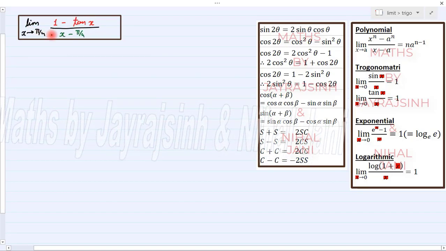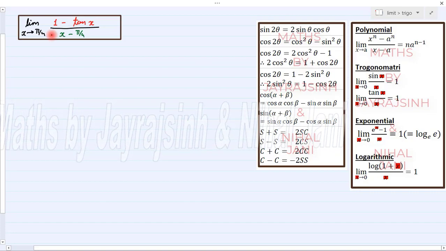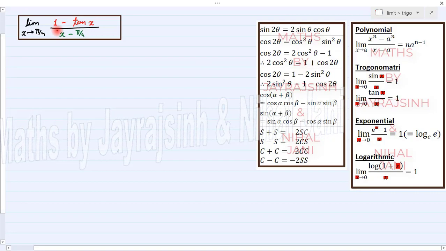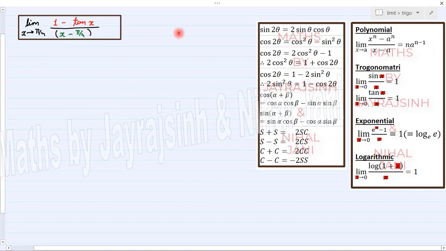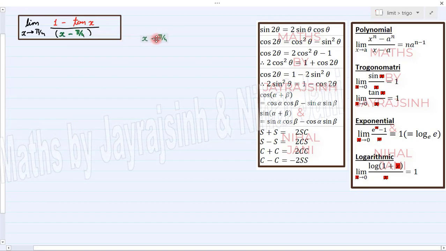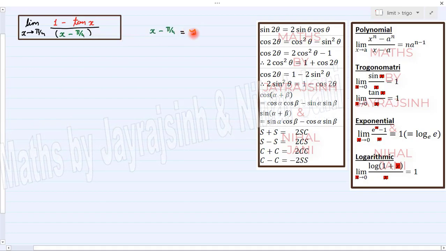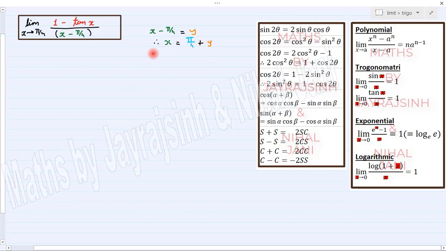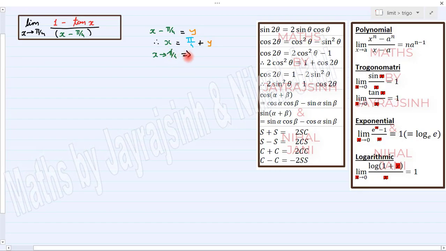In this question, we have the limit x tends to pi by 4 of (1 minus tan x) upon (x minus pi by 4), which is 0 by 0 form. Now, in simplification, let's assume your denominator, which is x minus pi by 4, is equal to y. So we will get x equal to pi by 4 plus y. And it is clear that if x tends to pi by 4, your y must tend to 0.